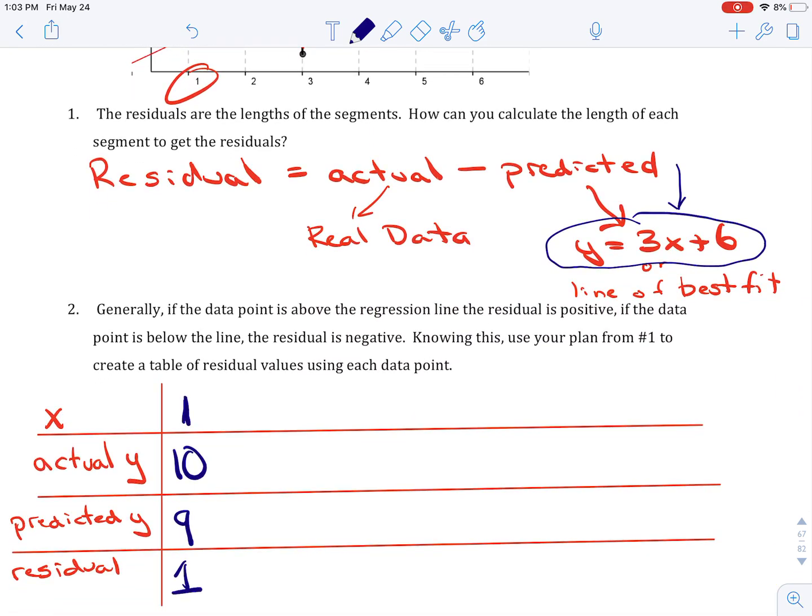And then let's just go ahead and fill in the rest of the table. I might pause it here and let you guys work that. Well, I don't know. We'll see what I do in class.